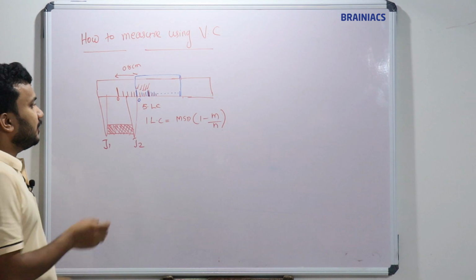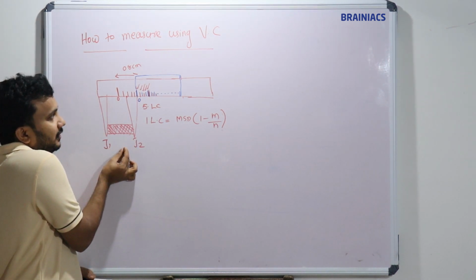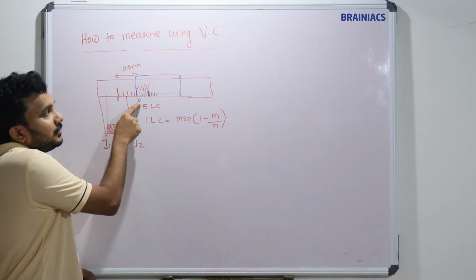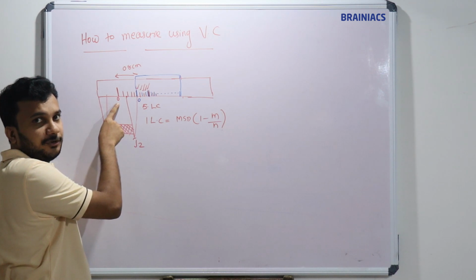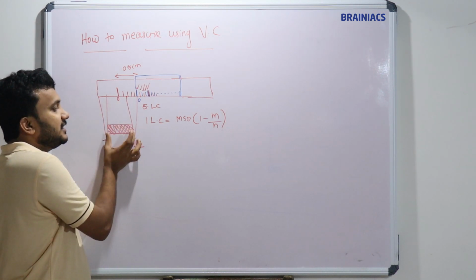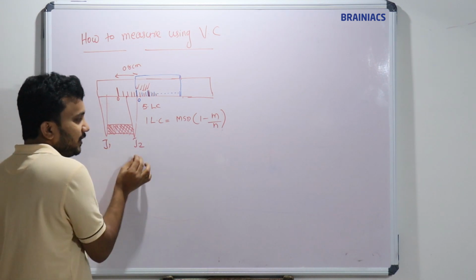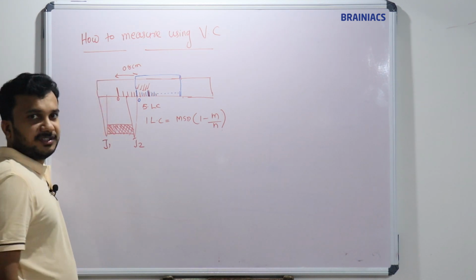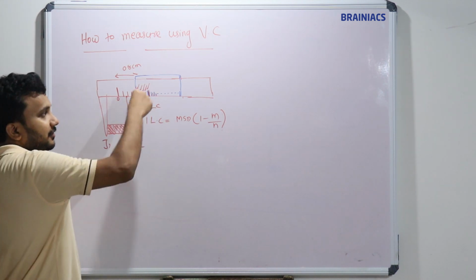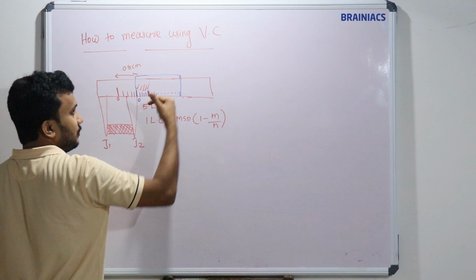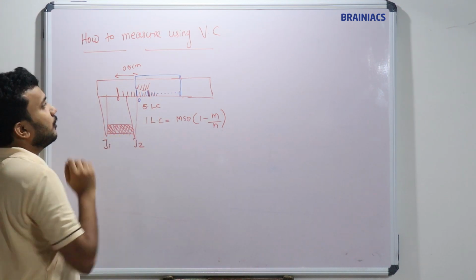Next, what will happen when these two jaws are initially stuck together? The 0 point of the vernier scale coincides with the 0 point of the main scale. Now I place a wooden block. In that case, J1 is fixed and J2 is moved towards the right. J2 has a screw here. If I make the screw looser and looser, I will get enough space so that the wooden block can be held.